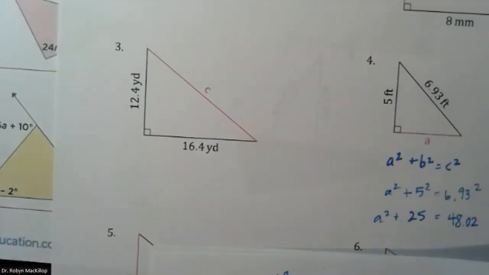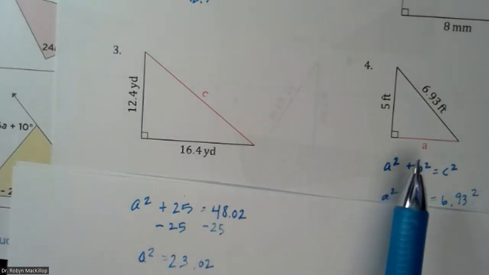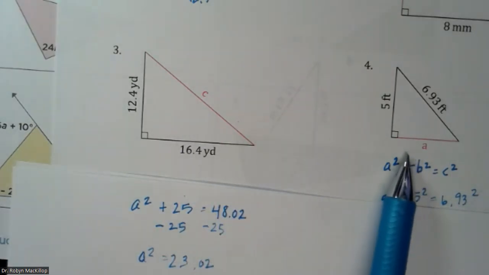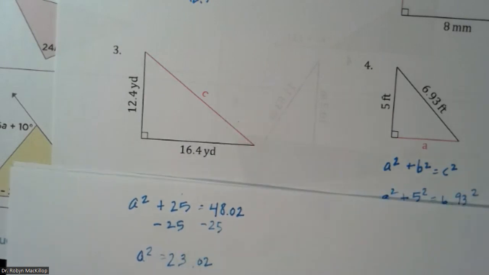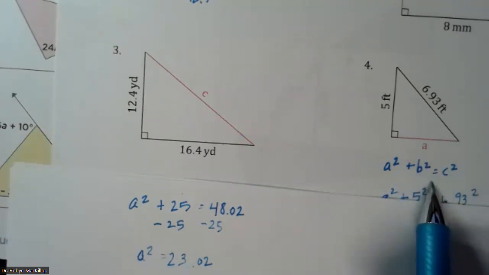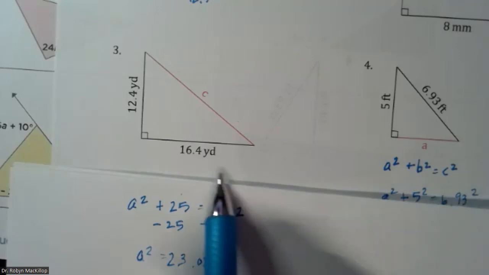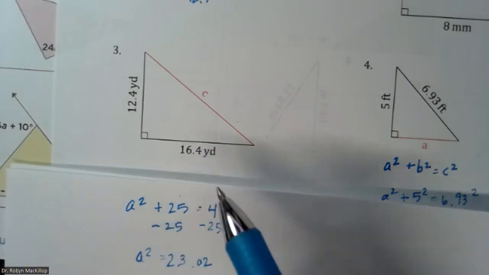Where'd it go? There it is. So this one is interesting. It's going to be set up slightly different. We looked for A on the other two. This time we're actually looking for C, which makes more sense when you think about the Pythagorean theorem. A squared plus B squared equals C squared. They gave us A and B. We're going to find C.